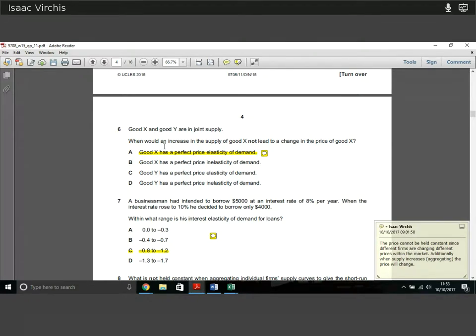The joint supply here is a trick that everyone can fall for. The question, as you can see, relates to good X and the change in price of good X. So you can ignore the joint supply element. They're trying to trick you by mentioning joint supply.